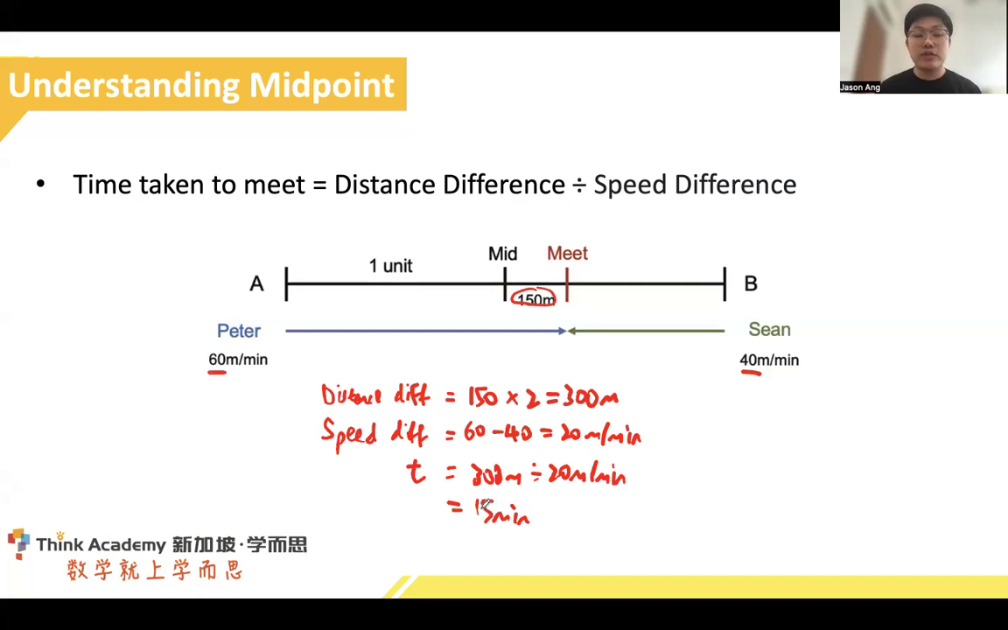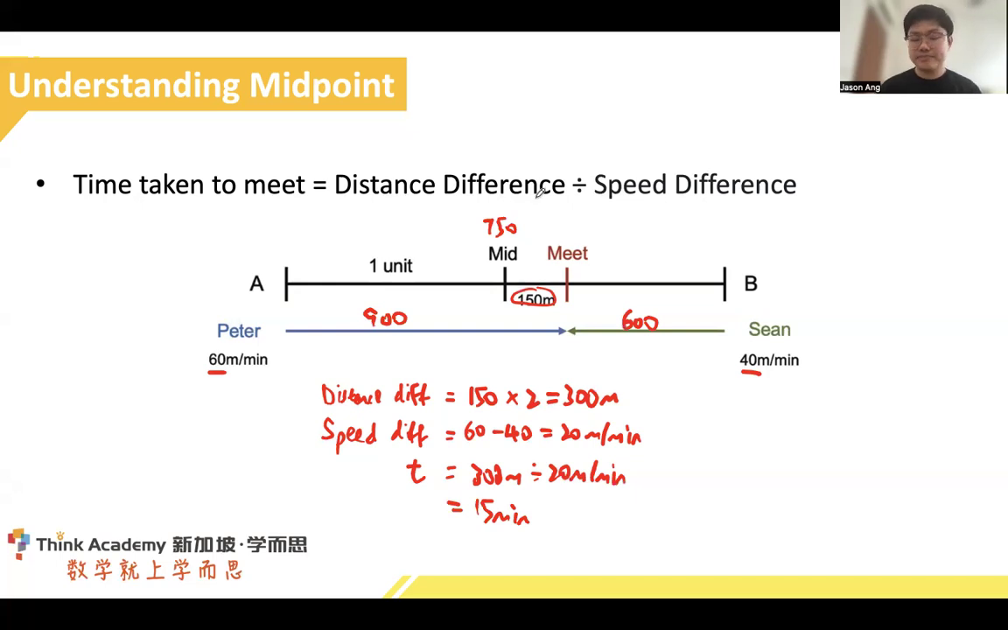Again, each person will have traveled for these 15 minutes, and let us do a little bit of calculation just to confirm. 15 times 40 is 600. 15 times 60 is 900. Now, 900 minus 600 does give us 300. And if we add them together, 1,500, and divide by 2, we get 750. The midpoint being 750, 900 is 150 meters more, 600 is 150 less than 750.